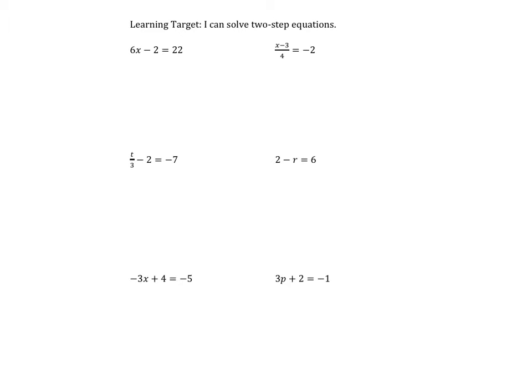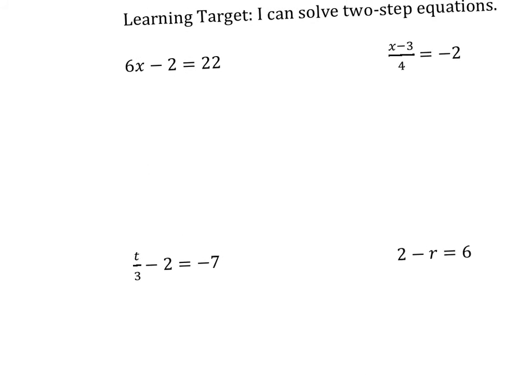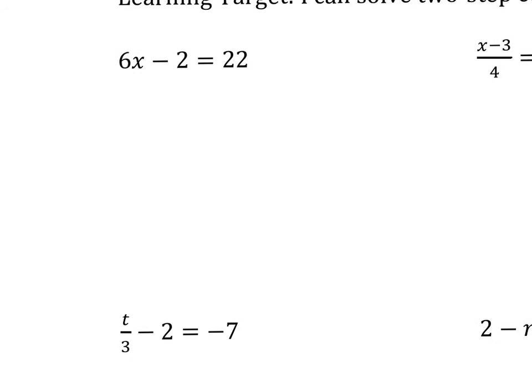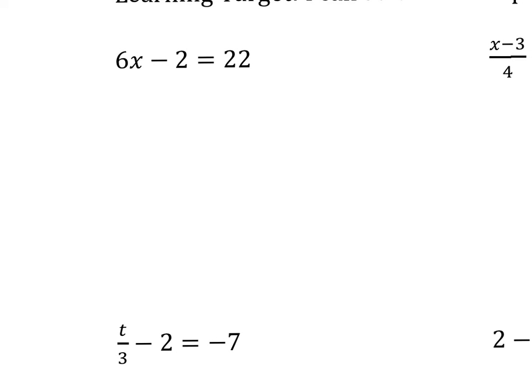Our learning target for our lesson today is I can solve two-step equations. So let's look at a few two-step equations. With this first one, we have 6x minus 2 is equal to 22. Well, the first thing we want to do when solving our equations is draw our railroad tracks in so we can keep track of what's on both sides.